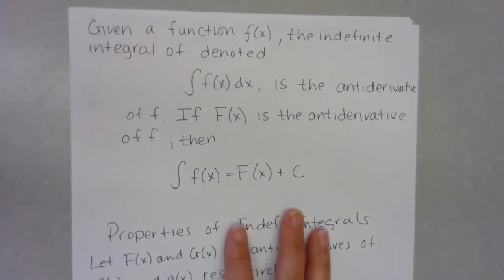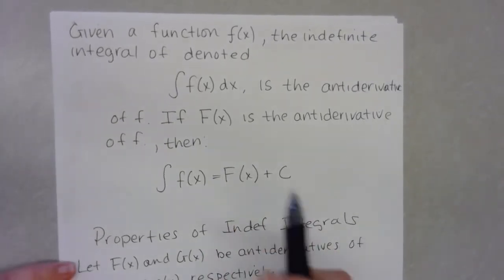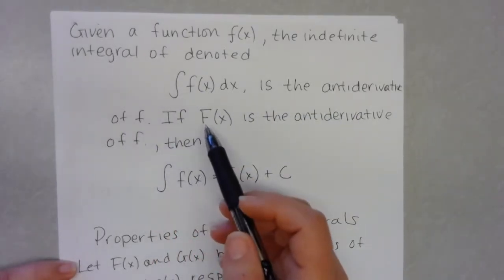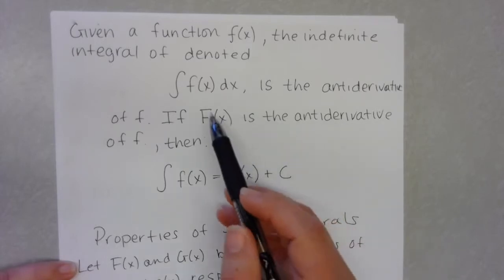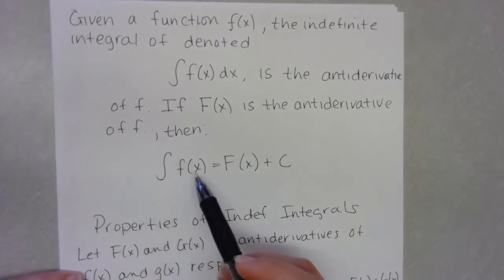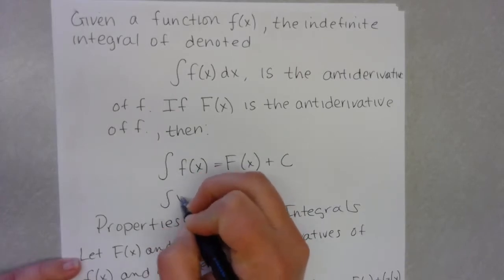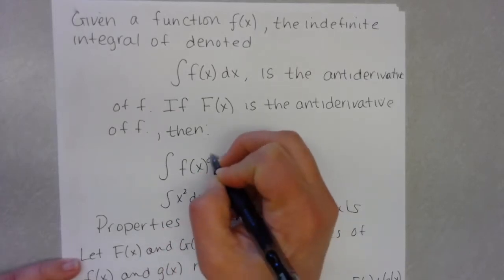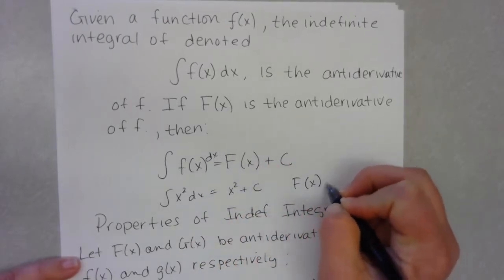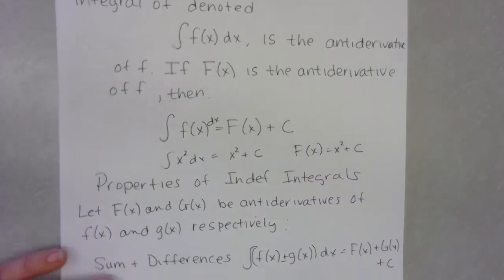So this brings us to our definition of an indefinite integral. It's noted that the integral of f of x dx is the antiderivative of f. If capital F of x is the antiderivative of f, then the integral of f of x equals capital F of x plus c. So in our example, we had the integral of x squared dx, oops, I should have put my dx in there, sorry, is equal to x squared plus c. So in this case, our capital F is x squared plus c. The antiderivative is always the capital F, okay?